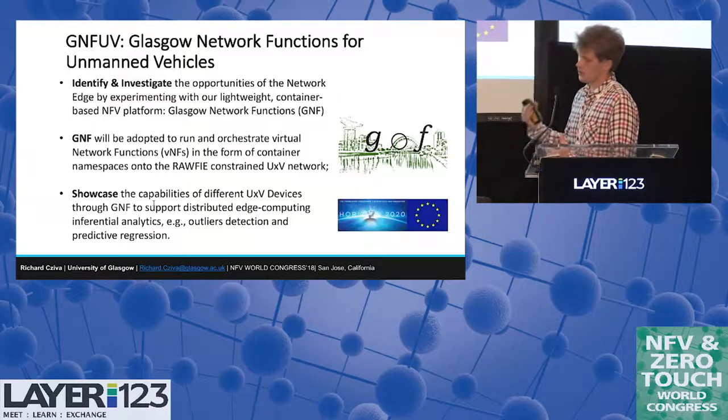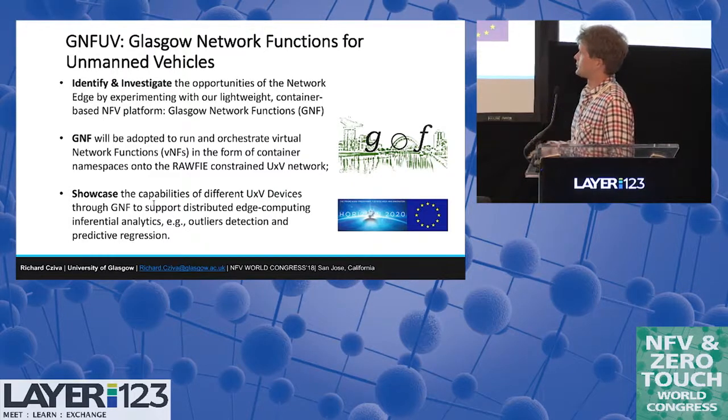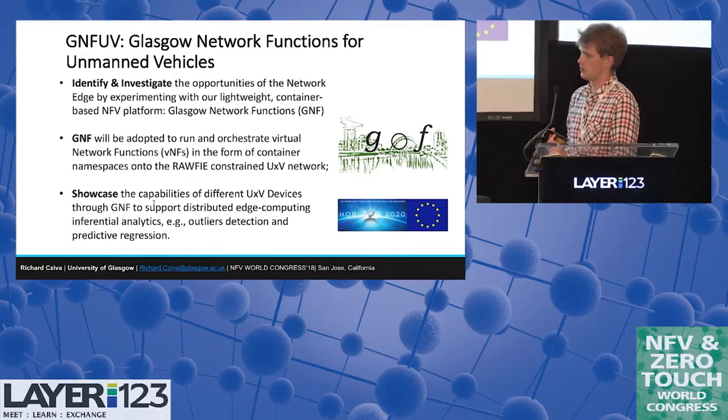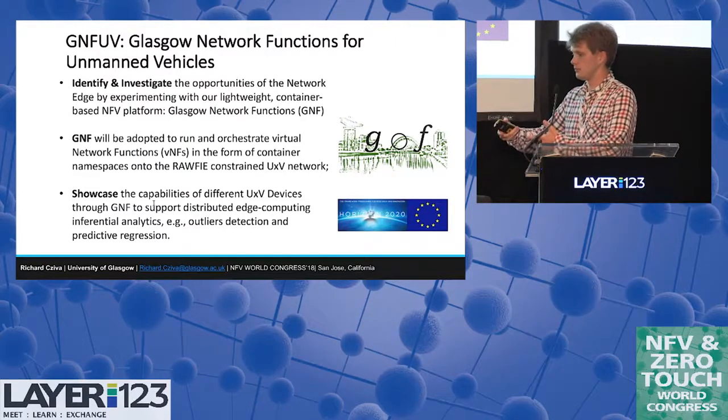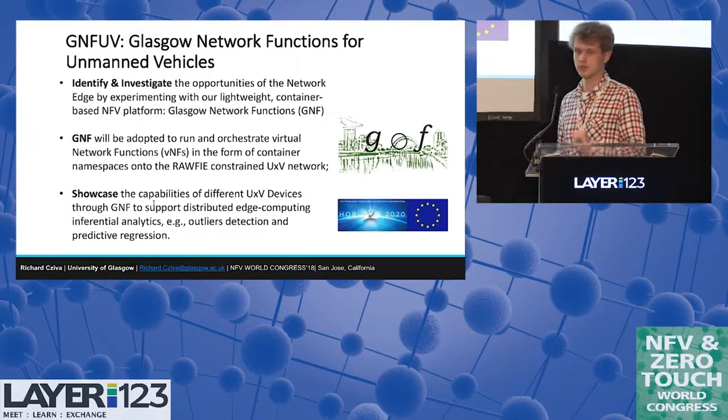And we have a project on this platform. This is GNFUV, so it's Glasgow Network Functions on Unmanned Vehicles. It's a new project, and it's about investigating running these network functions on all of these devices, and seeing if we could, for instance, use them to implement this kind of security functionality between these devices, or understand the networking parameters better, which could then influence the ad hoc network between these devices.